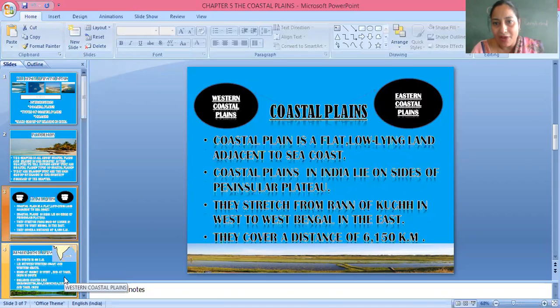Coastal plains are flat, low-lying land adjacent to the sea coast. Adjacent means nearby the sea. Coastal plains in India lie on both sides of the peninsular plateau. They stretch from the Rann of Kutch in the west to West Bengal in the east. They cover a distance of 6,550 km.